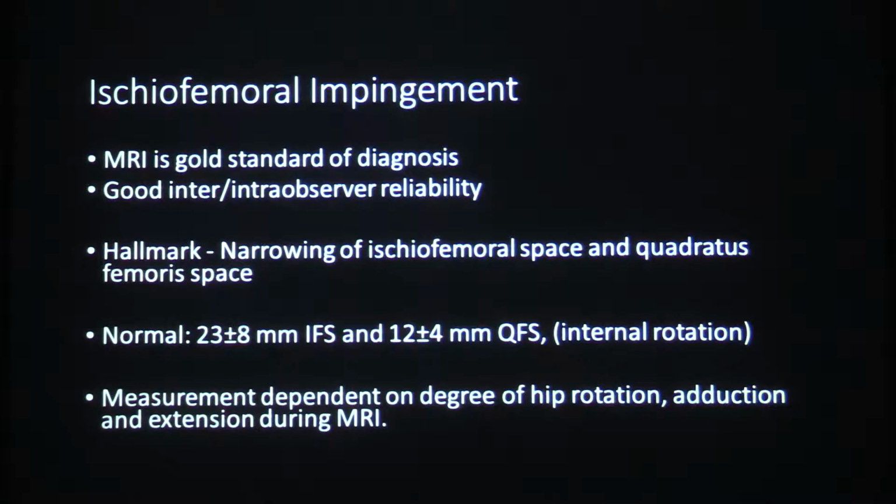So how do we get to this diagnosis? MRI is the gold standard because it gives us a good picture of what we're looking for, and it has good inter- and intra-observer reliability, so it doesn't change between one radiologist and the other. The hallmark of the imaging is the narrowing of the ischiofemoral space and the quadratus femoris space, with the normal size being 23 millimeters for the first and 12 millimeters for the second. But you have to remember that this is a very active joint, and usually we don't perform a dynamic MRI. We certainly didn't at our institution. So the measurement depends on hip rotation, adduction and extension during MRI.